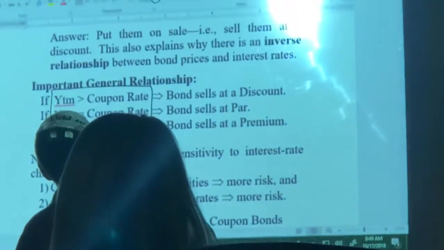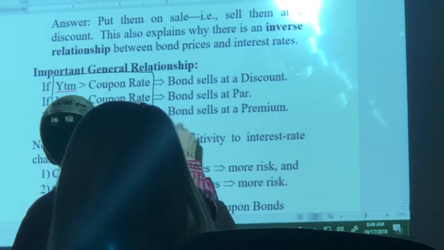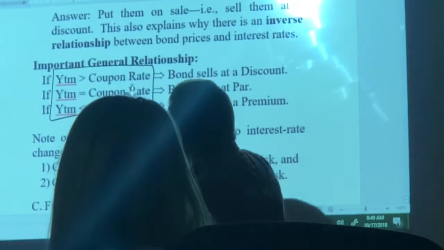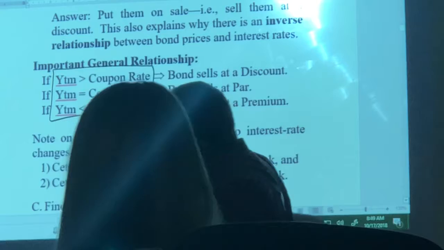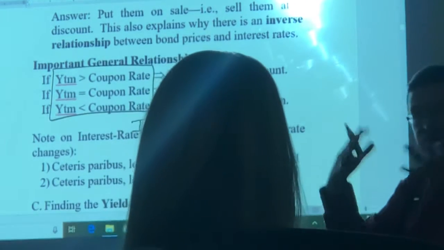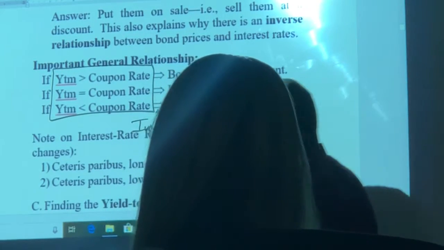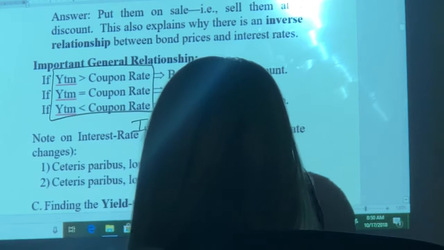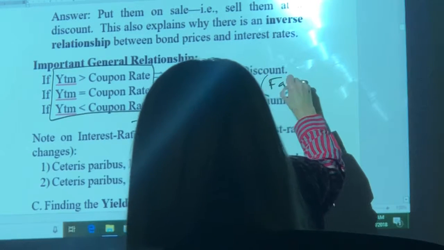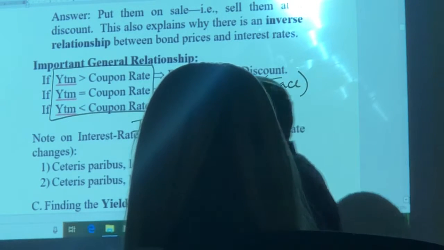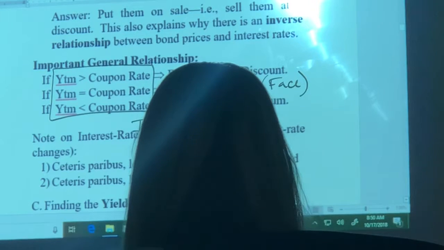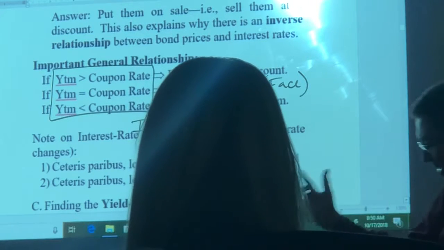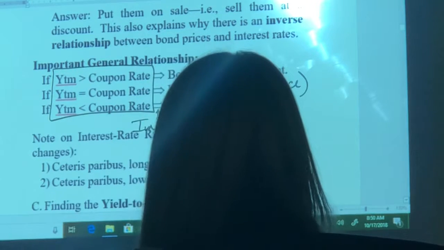This arrow means "implies." If it turned out that the market's required return was exactly equal to the coupon rate, the bond sells at par, face value, and that's how the company or the government entity figures out how to set the coupon rate.